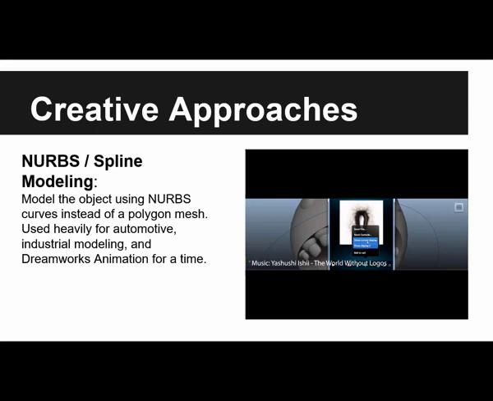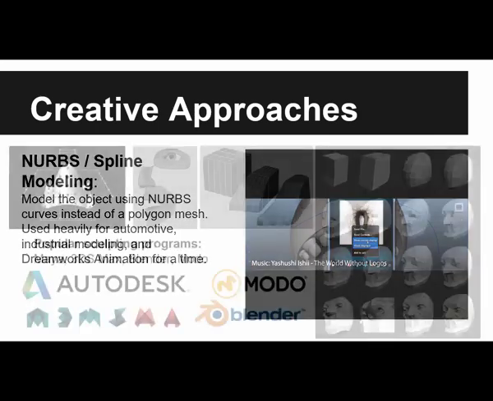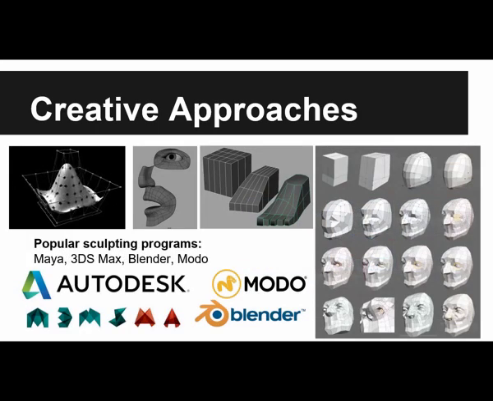NURBS or spline modeling. This is when you model the object using NURBS curves instead of a polygonal mesh. Used heavily for automotive, industrial modeling, and DreamWorks animation for a time. NURBS modeling is a great way to start a complex model, and you can later convert it to polygons. Popular modeling programs are Maya, 3ds Max, Blender, Modo, and also Cinema 4D.